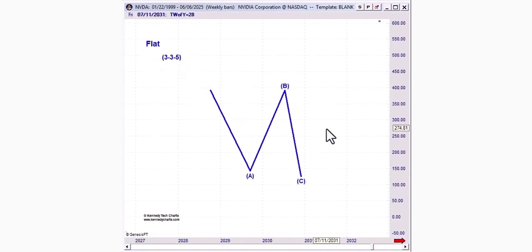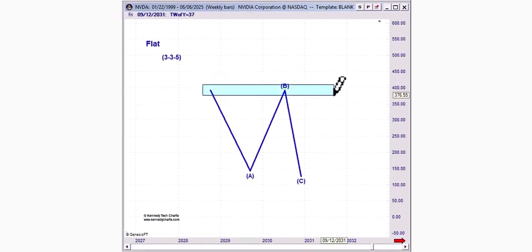But it's also important to remember one of the defining characteristics of a flat correction is that wave B ends at or near the origin of wave A. Whenever you are working a flat correction, you're looking for that wave B to go back up and test the neighborhood of where the wave A sell-off actually began. And this can sometimes give you what old school technicians might refer to as a double top.